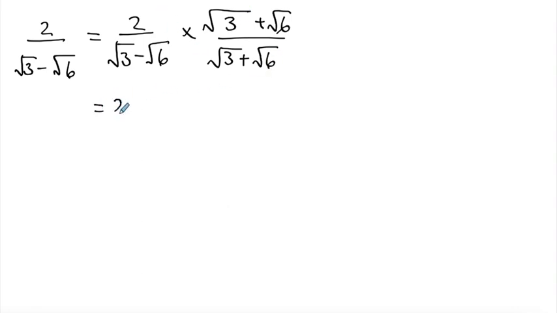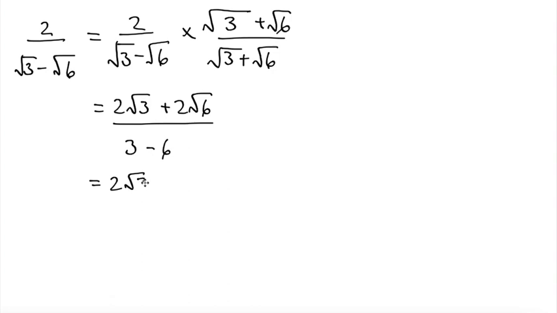2 times root 3 is 2 root 3. 2 times root 6 is 2 root 6. Root 3 times root 3 is 3, minus root 6 times root 6 is 6. That leaves us with 2 root 3 plus 2 root 6 over negative 3.